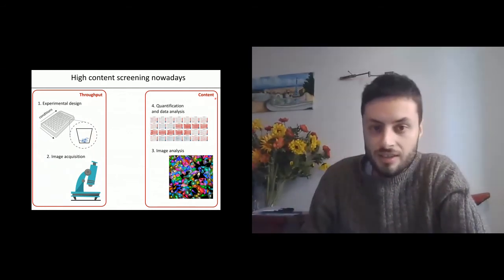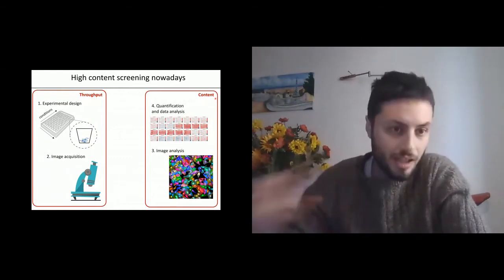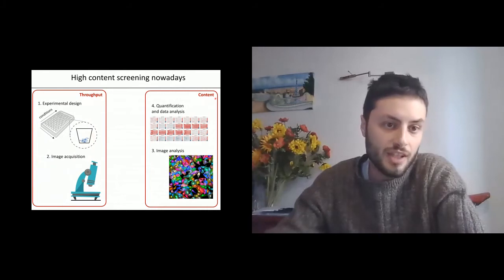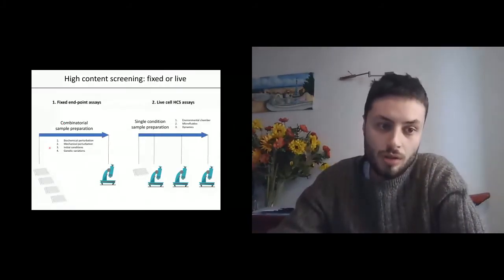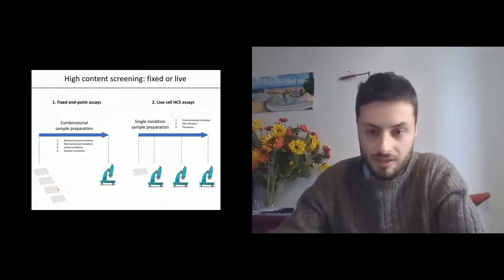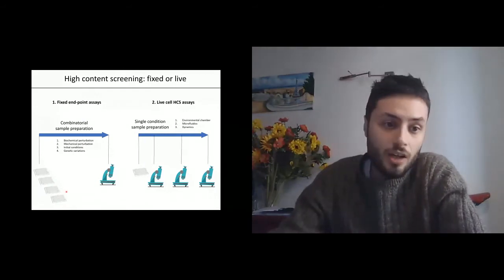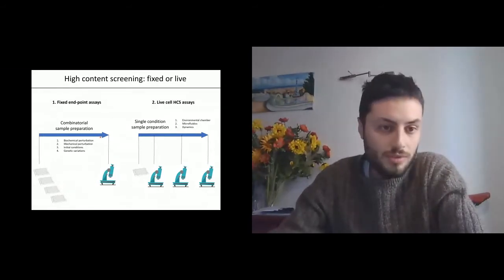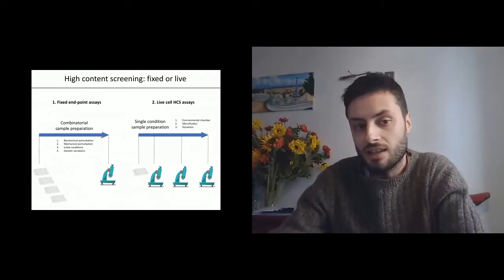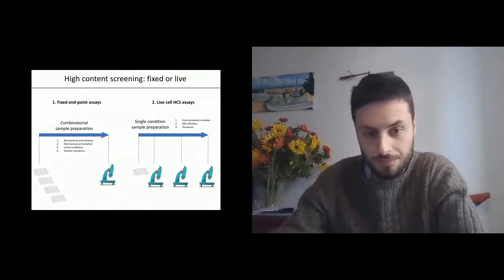So high content screening can be used in two complementary approaches. One is the fixed endpoint assays, in which it is possible to explore the space of all the possible conditions to which your biological sample is applied in a combinatorial manner. For this protocol, the samples are not imaged, and only at the last time point are samples imaged in this high throughput and automated manner.